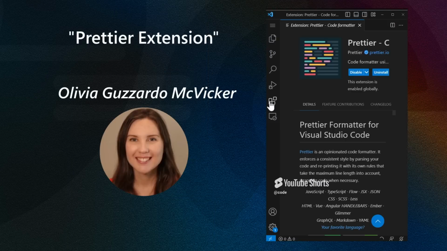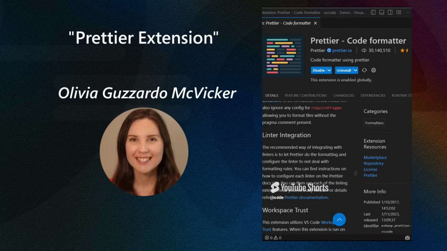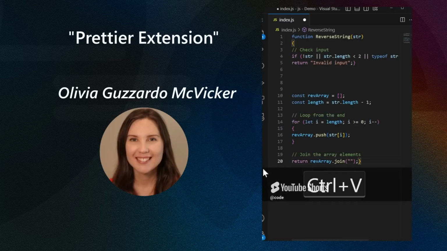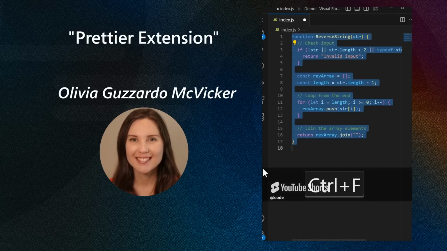Code Runner. This week's extension of the week is a fan favorite, the Prettier extension. It's a code formatter that, well, makes your code prettier, like this poorly formatted code that I pasted. So let's see how it works.